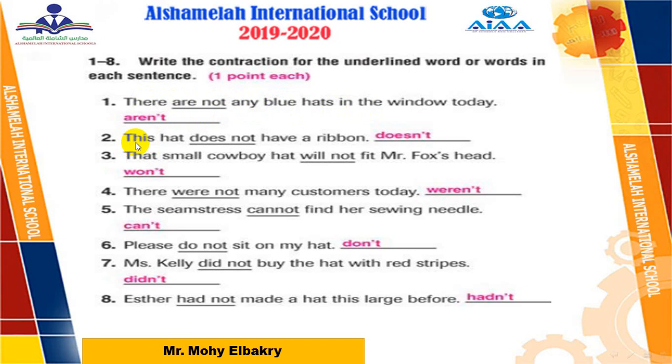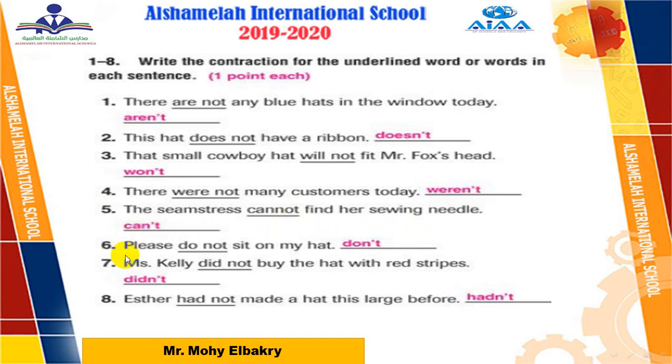Number two, this hat does not have a ribbon. Does not will be doesn't. Number three, that small cowboy hat will not fit Mr. Fox's head. Will not will be won't. Number four, there were not many customers today. Were not will be weren't. Number five, the seamstress cannot find her sewing needle. So cannot will be can't.